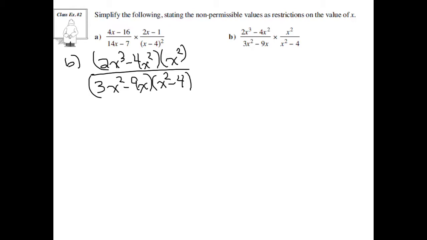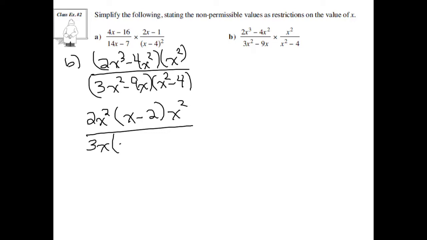So looking at the numerator first, my first term there, 2x cubed minus 4x squared, I've got a 2x squared that is a common factor in both of those, so I'm going to factor that out. So 2x squared leaves me with an x minus 2, times x squared. On the denominator, I can see that I've got a common factor of 3x in the 3x squared minus 9x. So I'm going to factor 3x out, and that gives me x minus 3.